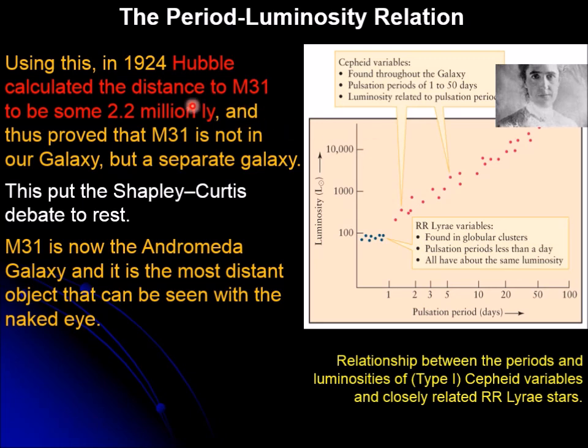So using this possibility, in 1924, Edwin Hubble calculated that the object that he was looking at in the Messier 31 galaxy was 2.2 million light years away. So showing that this galaxy is not inside of our Milky Way, but it's a separate galaxy, and with this putting to rest the debate between Shapley and Curtis.